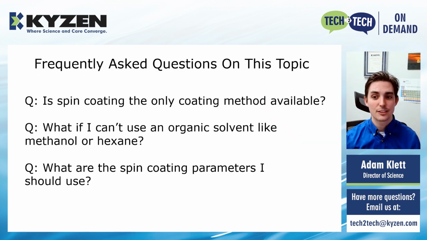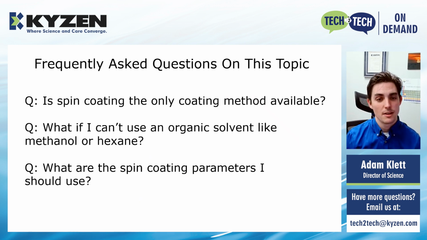All right, so next I'd like to go over some frequently asked questions on this topic. So the first is, is spin coating the only coating method available? The answer is no. There are other methods available like dip coating or spray coating that you can use, but make sure that before you do that, you assess the uniformity and linearity like what we've shown in this work here.